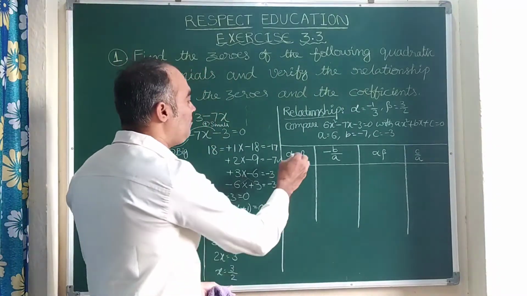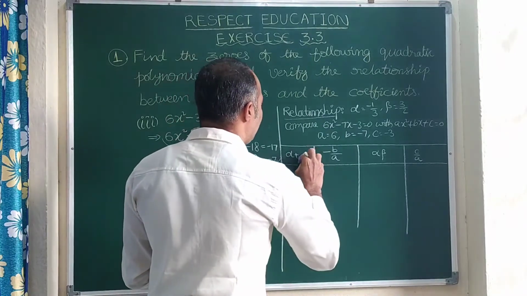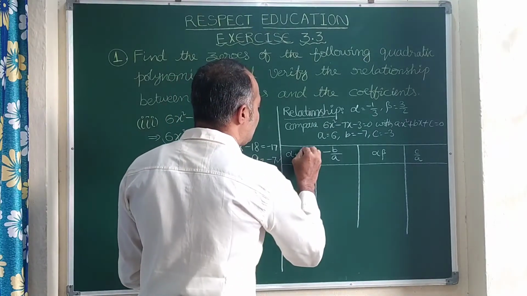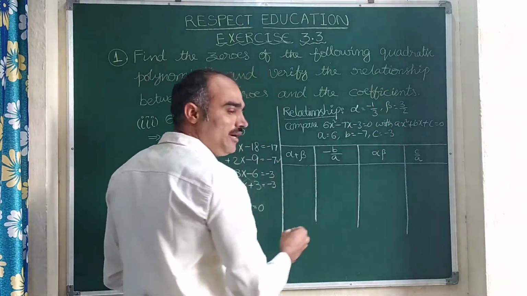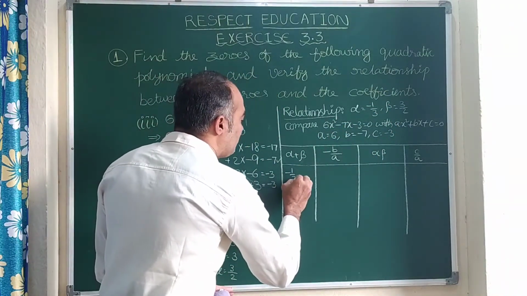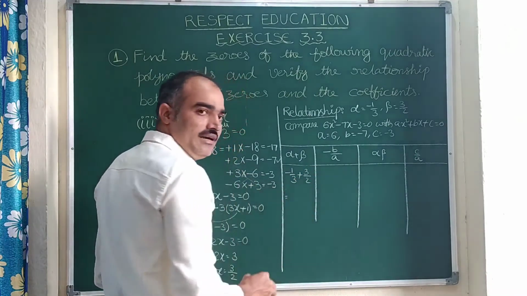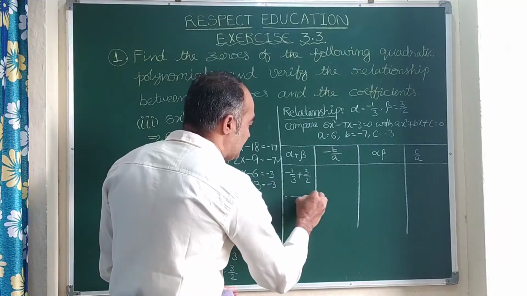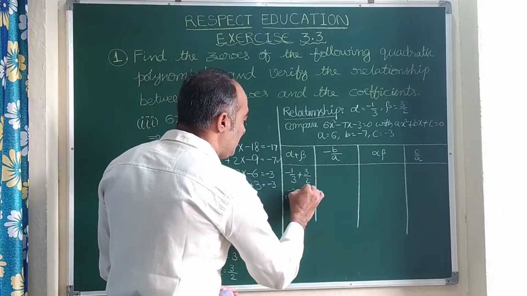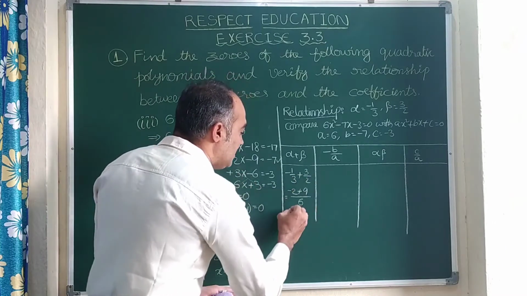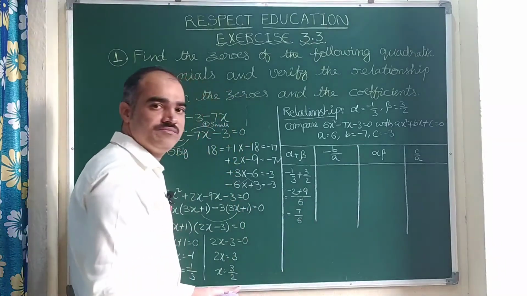Alpha plus beta. Here alpha is minus 1 by 3 plus beta is 3 by 2. So let us write minus 1 by 3 plus 3 by 2. Here the LCM of 3 and 2 is 6. So 2 into minus 1 is minus 2, plus 3 into 3 is 9. So 9 minus 2 is 7. This value is 7 by 6.